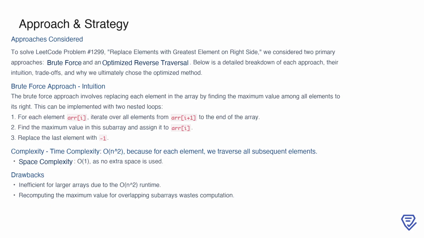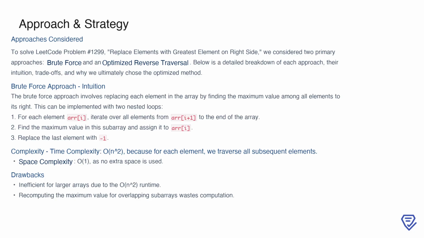To solve the problem of replacing each element in the array with the greatest element on its right, we explored two main approaches: brute force and an optimized reverse traversal. Let's begin with the brute force approach. The intuition here is straightforward: replace each element by finding the maximum value among all the elements to its right. This involves two nested loops. The outer loop iterates through each element of the array, and the inner loop finds the maximum in the subarray starting from the next element to the end. Finally, the last element is replaced with -1, as there are no elements to its right.